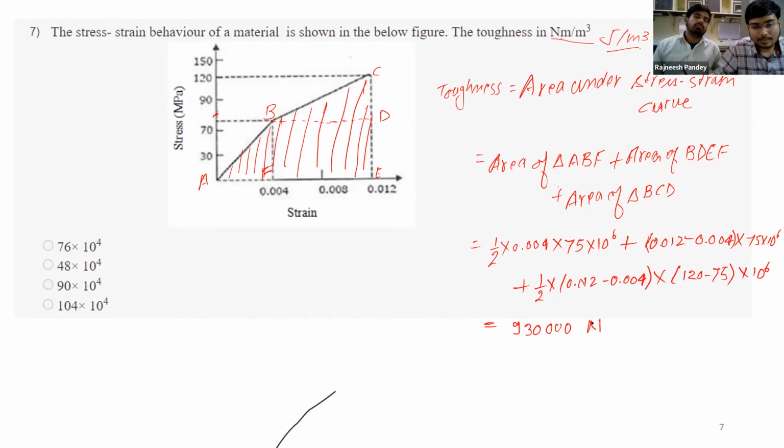So it is nothing but Newton per meter square. Why is it Newton per meter square? Because this was given in terms of megapascal, and here strain is unitless. Megapascal means 10 to the power 6 Pascal, which is 10 to the power 6 Newton per meter square. We have already put the value 10 to the power 6, so it comes in Newton per meter square, and it will roughly translate to 90 into 10 to the power 4 Newton meter per meter cube. So here the answer will be 90 into 10 to the power 4.